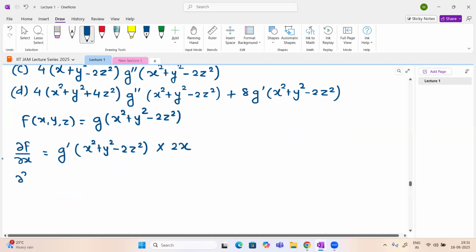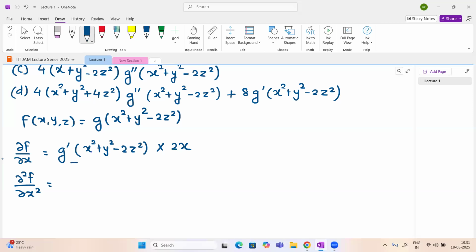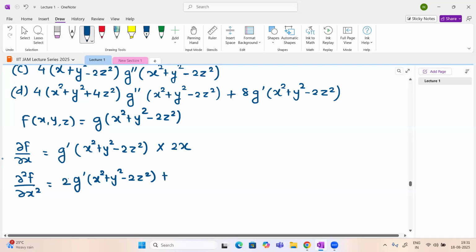Now I will go for the second derivative. That means one more time I will differentiate with respect to x. But this time we have two functions, right? That means we have to use the product rule. Can anyone tell me if I apply the product rule, what will I get? I will copy g dash first, as it is, and I will find the first derivative of 2x. What is the derivative of 2x? 2. That's it.